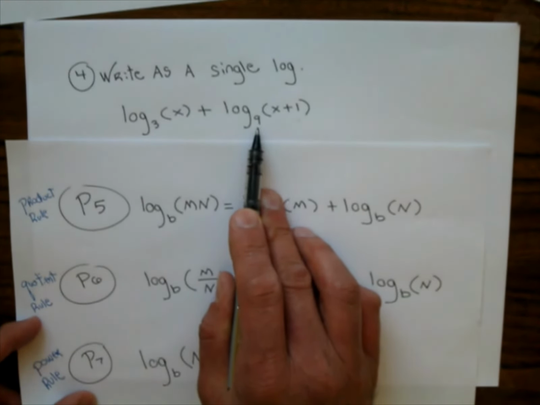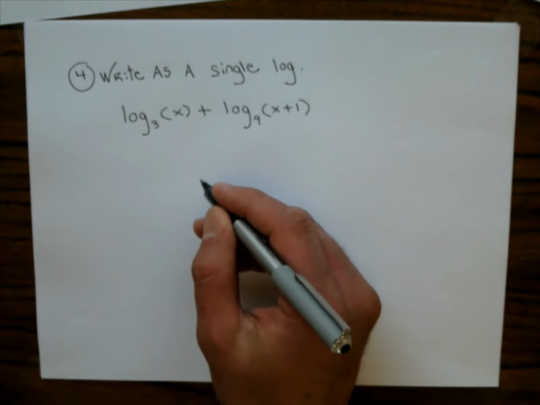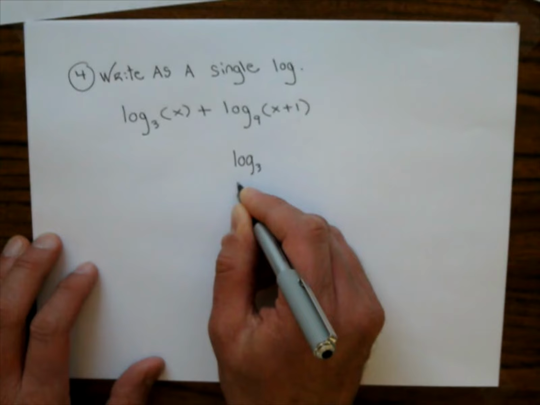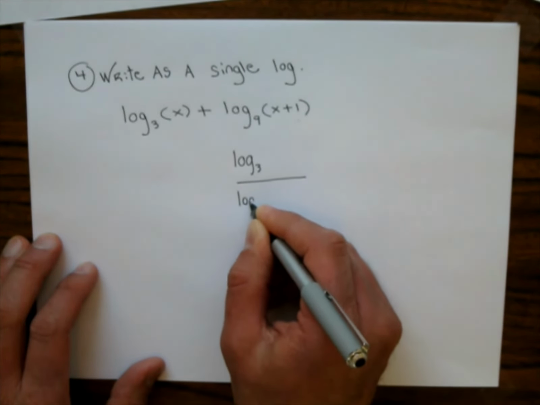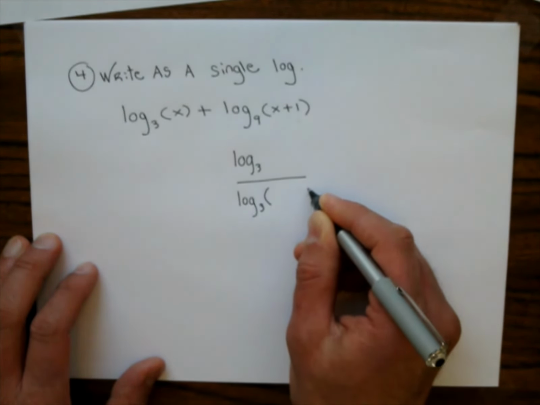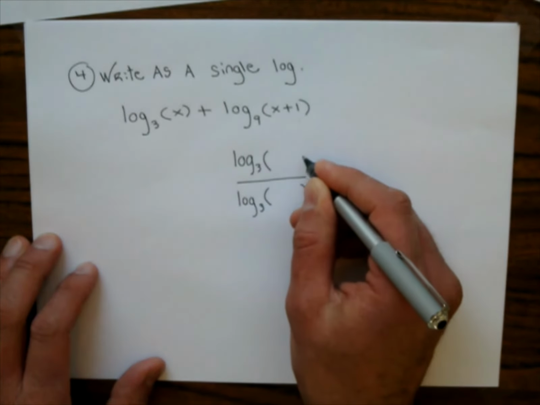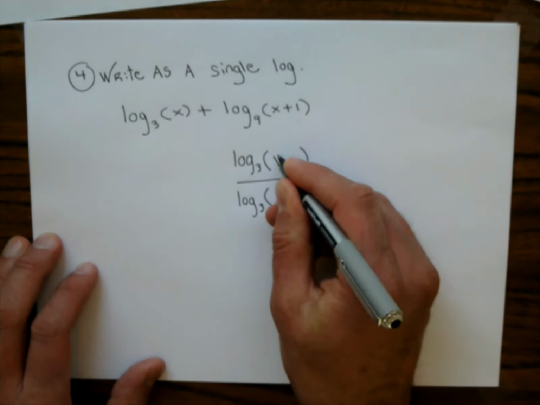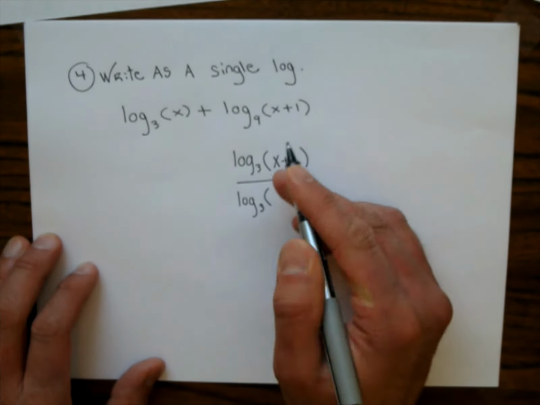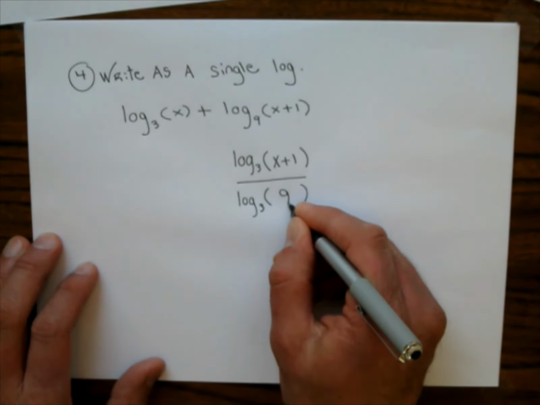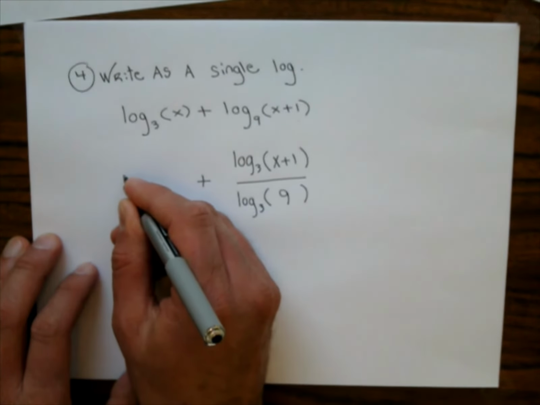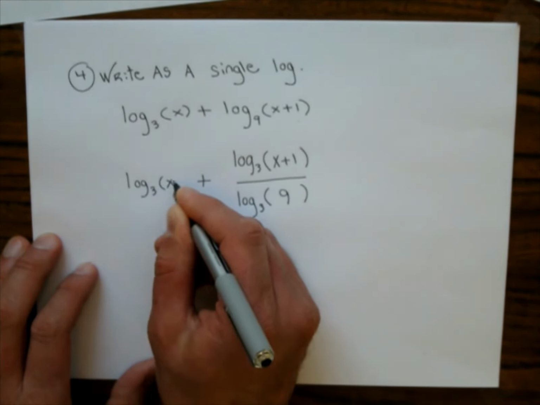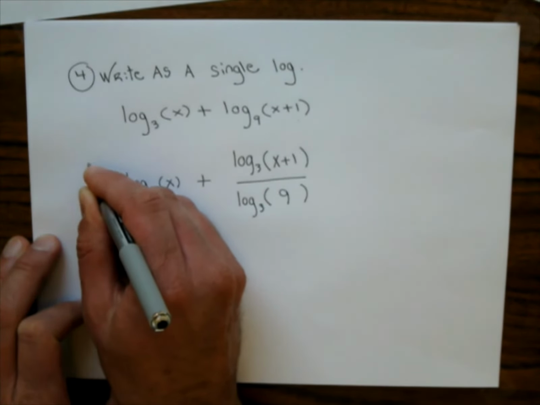So I'm going to change that to base 3. How do I change this to base 3? I go log base 3 on the top, log base 3 on the bottom. Now it seems that we might make a mess here, but let's just go ahead and do this. So the argument goes on the top, and the base becomes the bottom argument. So that was property 8.